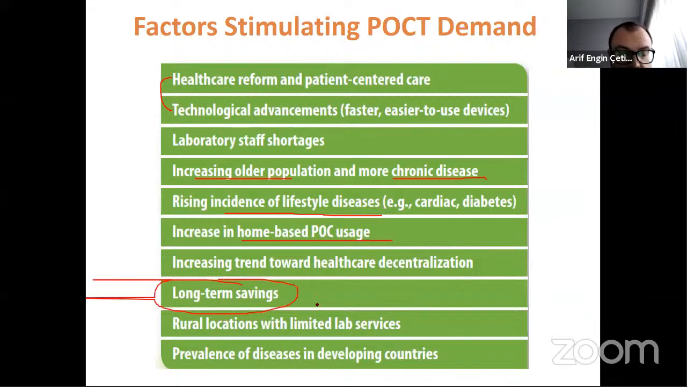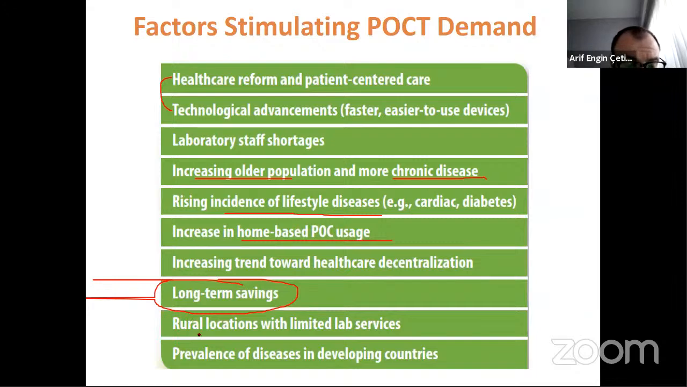This is also important. This is about the economy. This is the long-term saving. For example, if you use a POCT device and reliably monitor your symptoms using a POCT device, you don't need to go to the central hospital. So this will definitely decrease the transportation cost. This will definitely decrease the burden to the healthcare system, because every time you go to a central lab and take the test, these are all costs to the healthcare system.